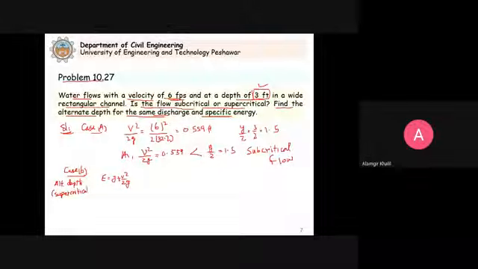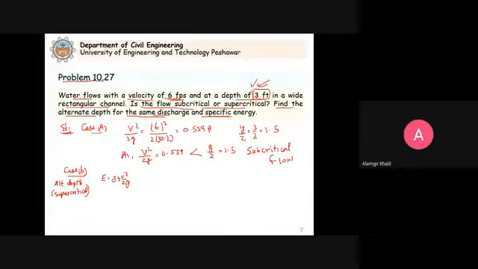How do I know that it must be the supercritical depth? Because we already determined in case A that this is 3 feet, which corresponds to the subcritical flow condition. So the alternate depth that we are now trying to calculate must be the supercritical depth, and if your answer is correct, its value must be less than 3 feet. Let us see what we get.